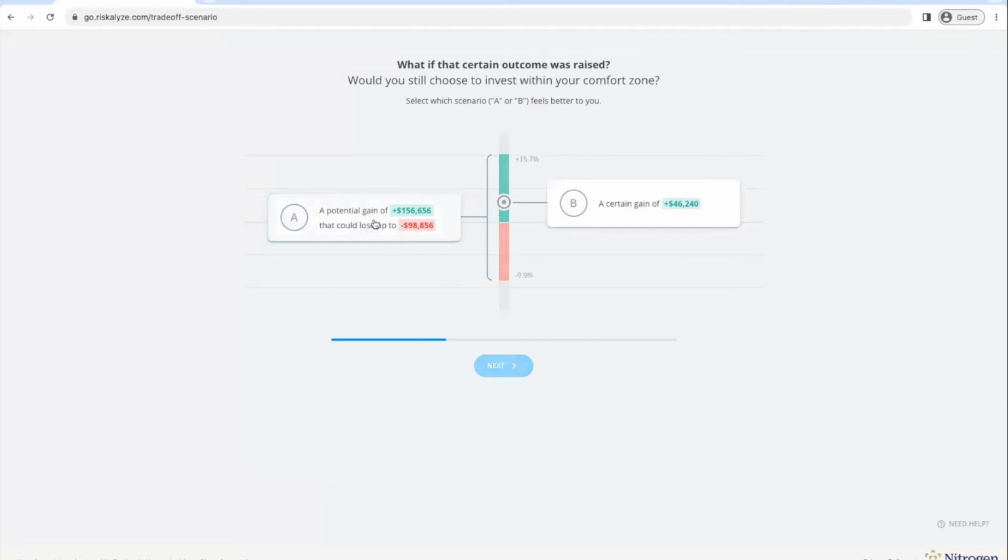So now this option A did not change. That range remained the same, but option B now went up to a certain gain of $46,000, or 4.6% on my $1 million. So now maybe it's a little bit more difficult. 4.6% guaranteed is certainly better than the 2.3% that it was showing.